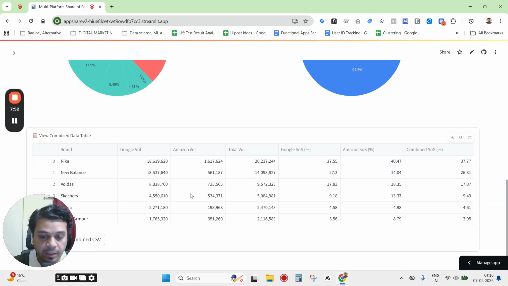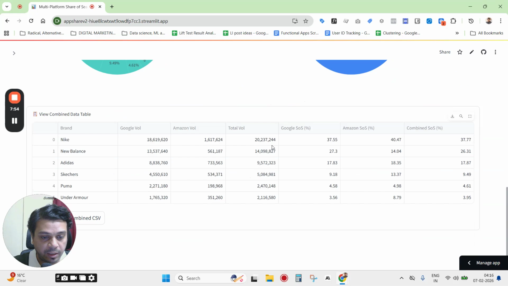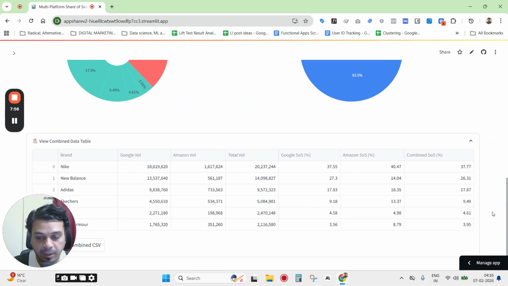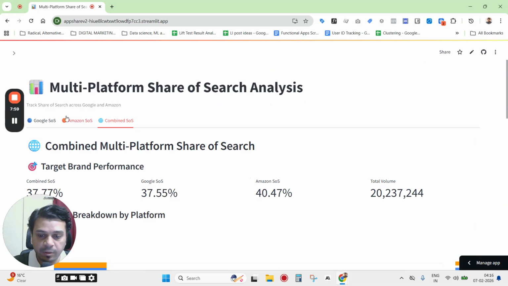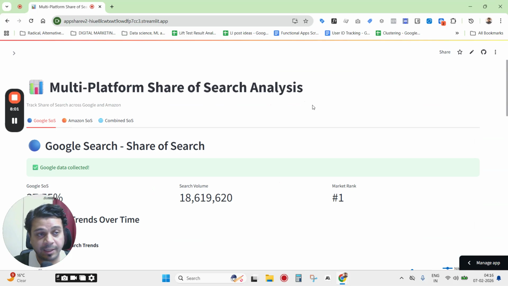And this is the total combined table, and you get the total volumes, and the individual and combined share of search as well. So pretty simple, but it does the job. Like I said, I'm going to be adding filters, and if you have any further suggestions for updating this app, for now this is free, and I can't tell about the future, but this works, and you don't have to use any third-party tools for something as simple as this, to be honest.